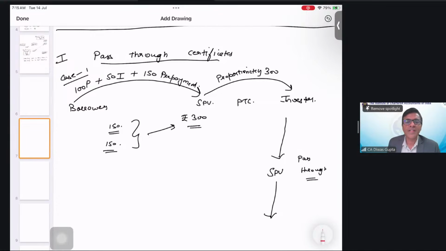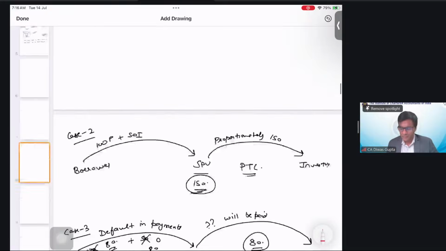Now let's talk about the first one, which is the pass-through certificate. As the name suggests, pass-through means it is passing through. So in case one, we are discussing that whenever there is a borrower, an SPV and an investor, the borrower pays 100 of principal and 50 of interest, and along with that 150 has been prepaid in the form of prepayments to the SPV. So we end up with 300 rupees received by the SPV. Now since this is a pass-through certificate, whatever SPV is receiving, it will pay out to the investor. Clear? So it will proportionately pay 300 rupees to all the investors, and hence it is called pass-through.